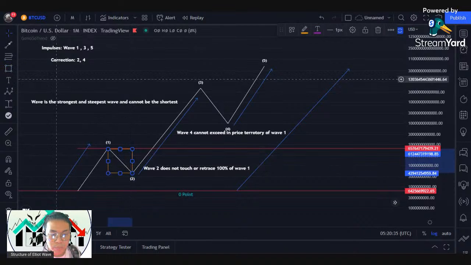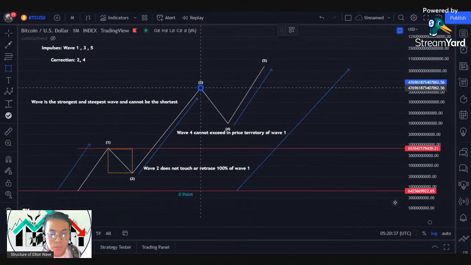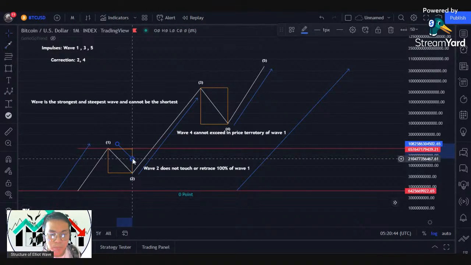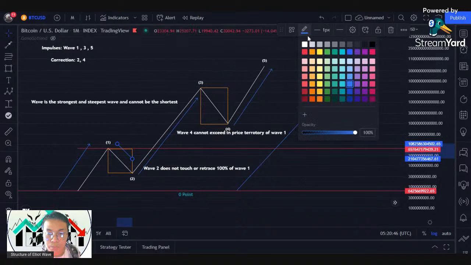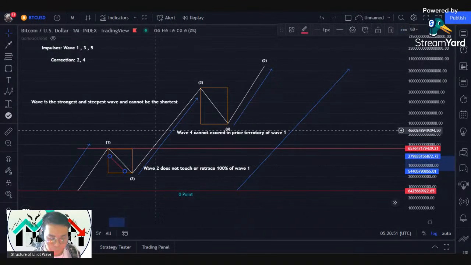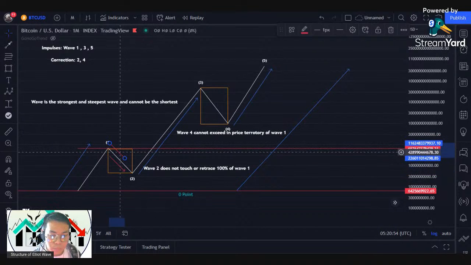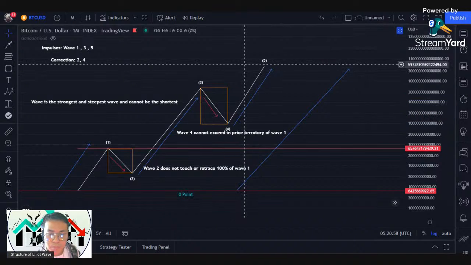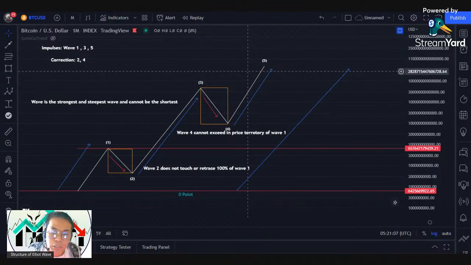Wave 2 and wave 4, they are against the trend. Okay, so I'm going to put an arrow. Here you go. Okay, wave 4 and 2 is against the trend. Sometimes people avoid this movement, because we have a lot of kinds of corrections.